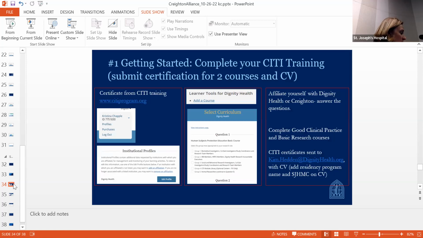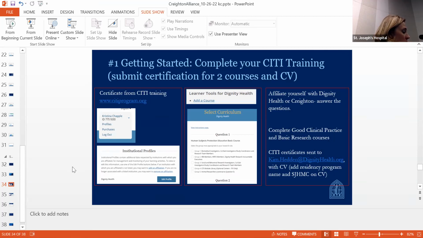Dr. Curtis already talked about the CITI program. Here's the URL to the CITI program. There's my name, there's my ID. It'll ask you a series of questions. One thing I like to tell people is that you can add on modules that are not required, depending on the way you answer these questions. So just keep that in mind.